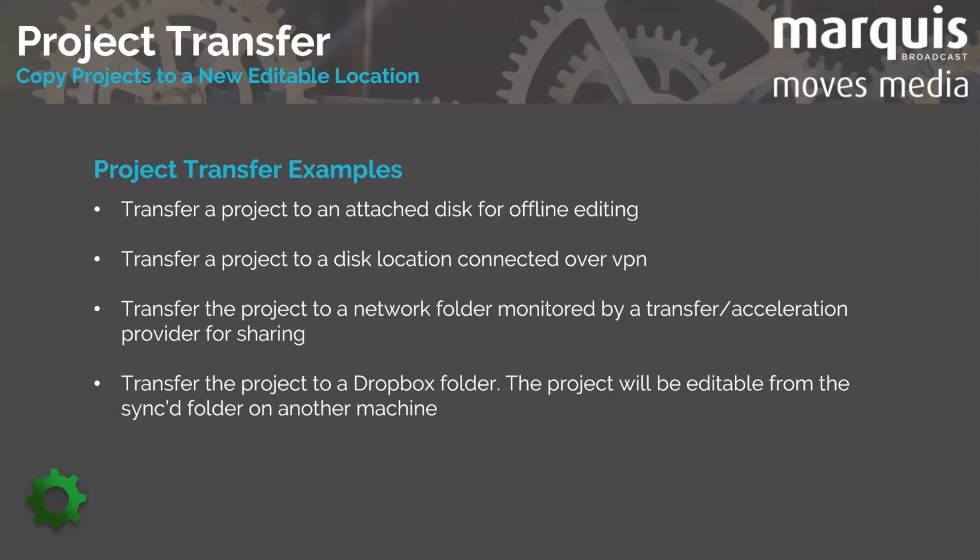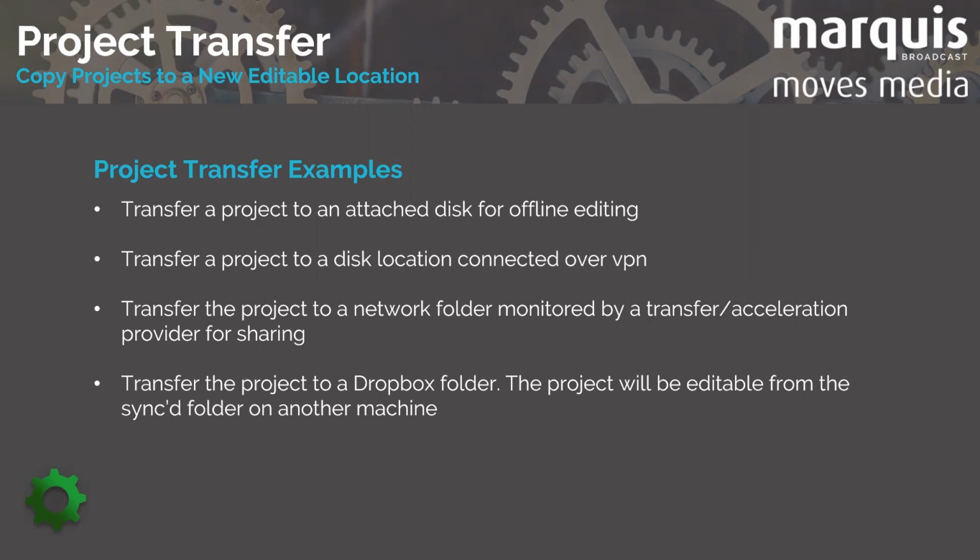An example of how we can use the transfer: you can just transfer it to an attached disk for offline editing. We could transfer the project to a disk location that is connected over VPN. And we could transfer the project to a network folder that is being monitored by a transfer or acceleration product you may have to share that across. Or we could just transfer the project to a Dropbox folder. And because we're doing that update to the project, it will be immediately editable on the destination side from that updated location.